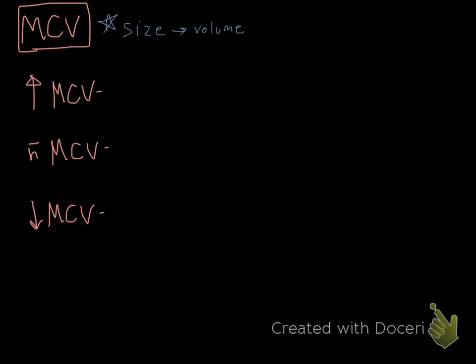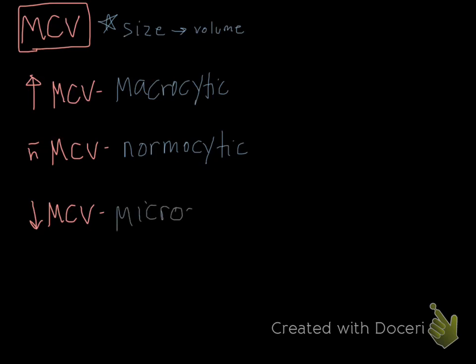So we'll start with MCV. Again, MCV is the mean cell volume, so the size, the volume of the cell. So when you see an increased MCV, meaning it's greater than the reference range, we are going to call that macrocytic. If it's within reference range, we're going to call it normocytic. And if it's decreased below the reference range, we're going to call it microcytic.